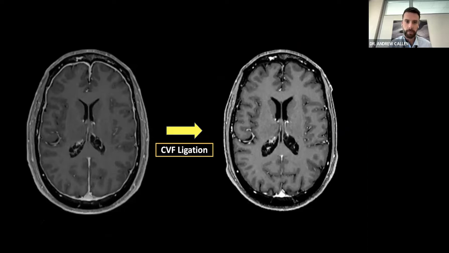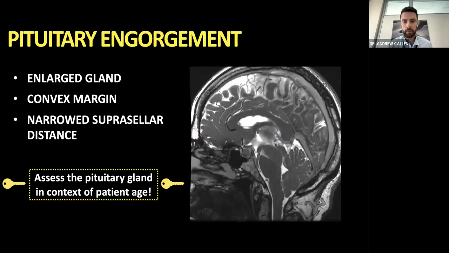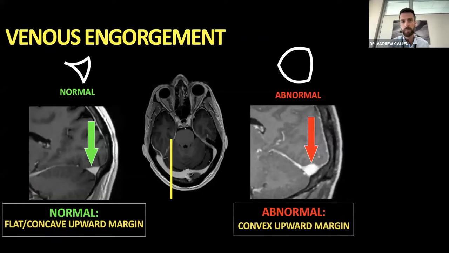pachymeningeal thickening resolved. Pituitary engorgement: what we're looking for is this upwardly convex margin of the pituitary gland, which also results in a narrowed suprasellar distance. This can be very challenging because the pituitary gland differs in morphology depending on the patient's age. A young patient will have a much larger pituitary gland than a much older patient, so you have to interpret those findings with caution in the context of the patient's age.